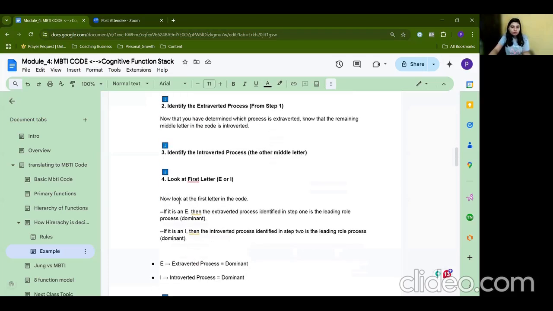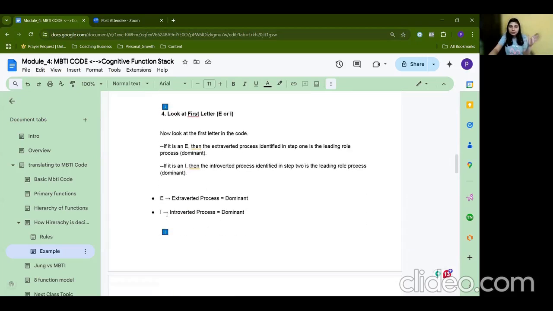Now you look at the first letter, E or I. If the first letter is E, then the extroverted process that we identified before is the leading process of the personality, or the dominant. If the letter is I, then the introverted process that we identified before in step 2 is the leading process, or dominant, in the personality. So if the person has E as the first letter, the extroverted process is dominant. If they have I, the introverted process is dominant.